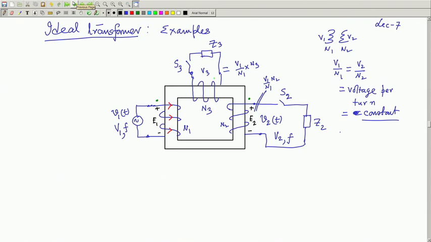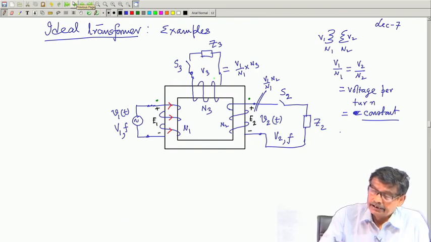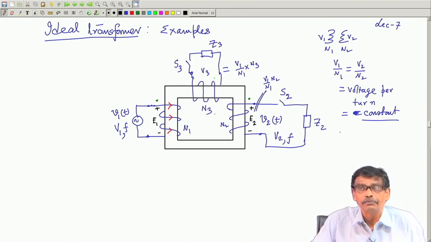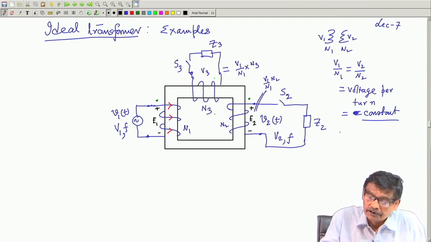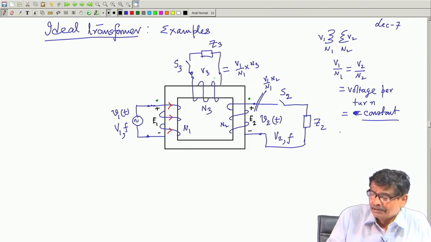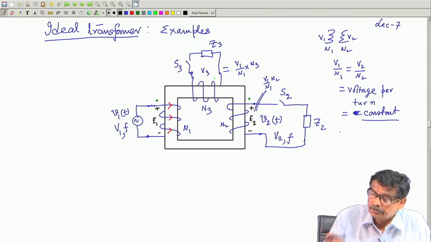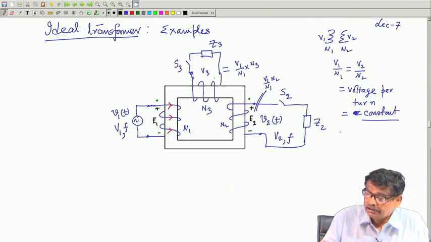Then I told you volt per turn is a useful concept. In such cases there are 2 secondaries, one primary. If you apply some voltage V 1, number of turns N 1, and it is an ideal transformer, no leakage flux, no winding resistance, therefore V 1 and E 1 are the same. Then you calculate voltage per turn, V 1 by N 1, and you can quickly calculate. V 1 by N 1 into N 3 will give you V 3, V 1 by N 1 into N 2 will give you V 2.